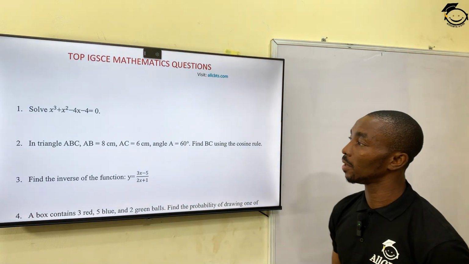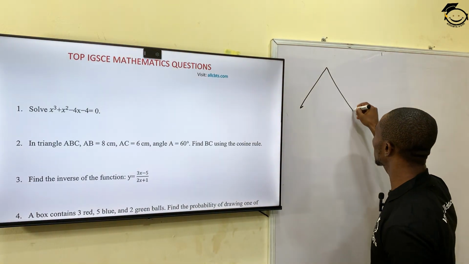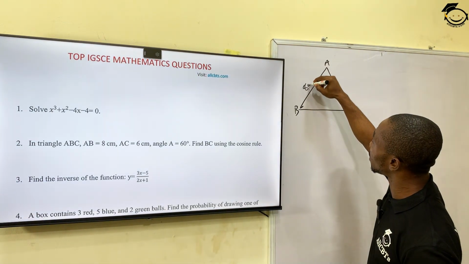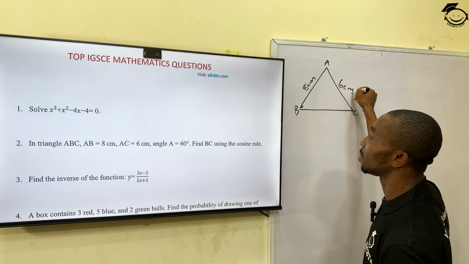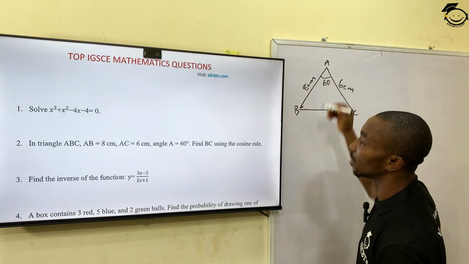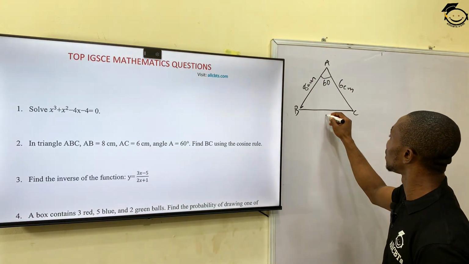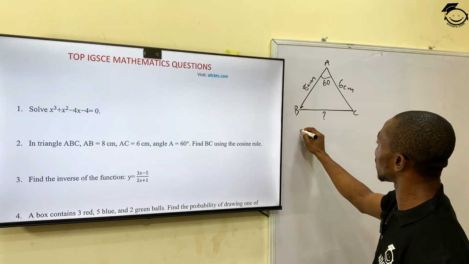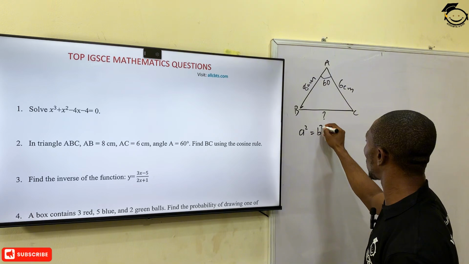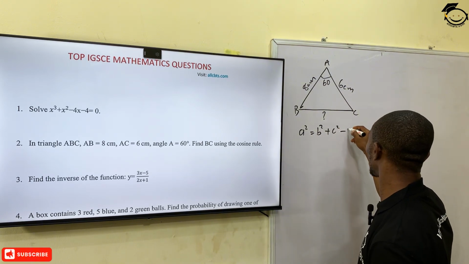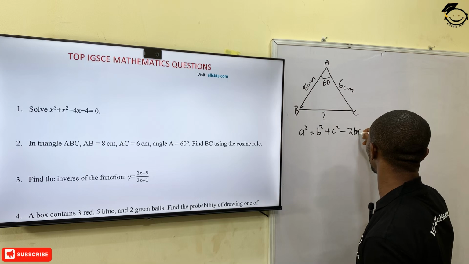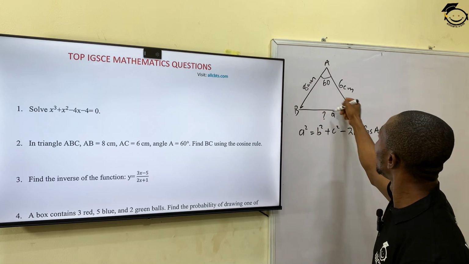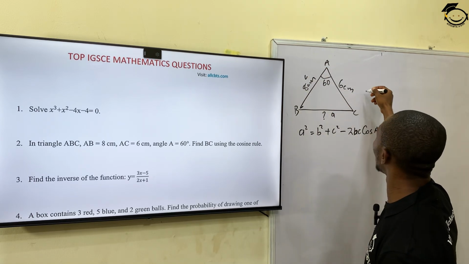In triangle ABC, we have it as A, B, C. They said AB is 8 cm, AC is 6 cm, and angle A is 60. Now, it says we should find BC using the cosine rule. And our cosine rule says that a squared equals b squared plus c squared minus 2bc cos A. Now, here is our small a, this is our small c, and this is our small b.